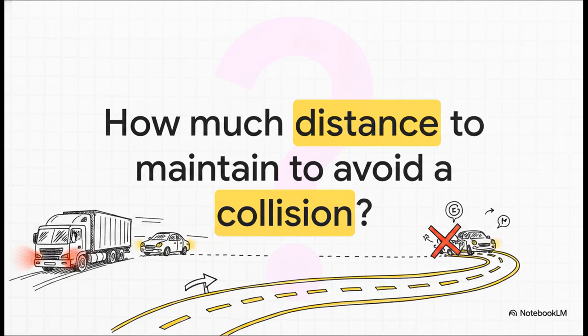Okay, picture this. You're cruising down the highway, music playing, and suddenly the massive truck right in front of you just slams on its brakes. How much distance should you have maintained to avoid a totally catastrophic collision? Well, it's a split-second scenario, right? But it relies entirely on the invisible rules governing our physical world.